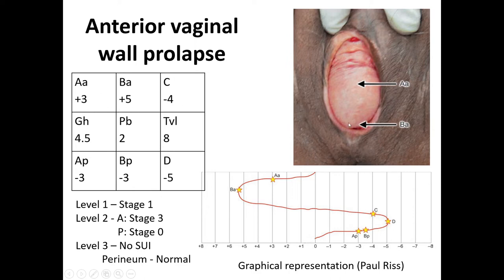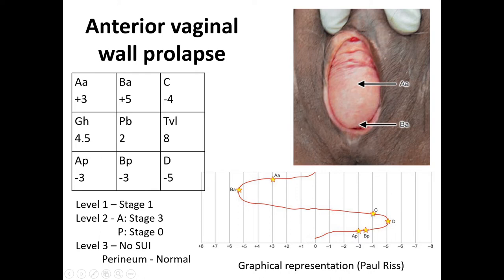The cervix we are unable to see. Actually, it was well inside, so it is at minus 4. And for Ap, there is no prolapse in the posterior vaginal wall, so minus 3, Bp also minus 3. Posterior fornix at the minus 5 level. Genital hiatus was 4.5 centimeters and the perineal body was 2 centimeters. After replacement, the TVL was 8 centimeters.